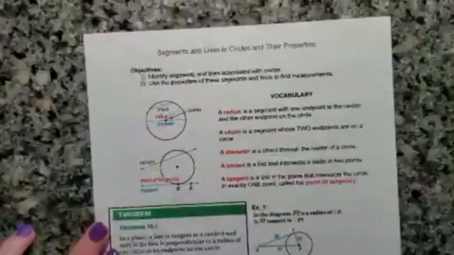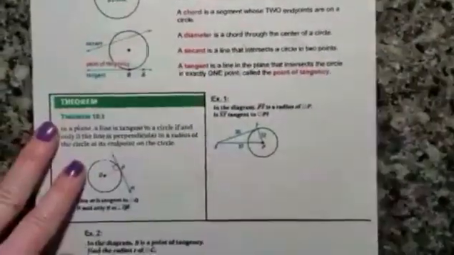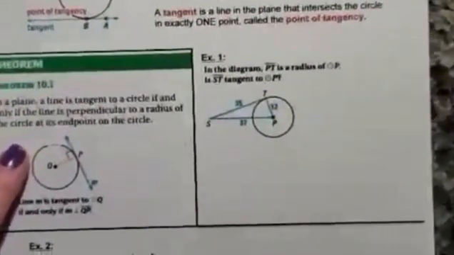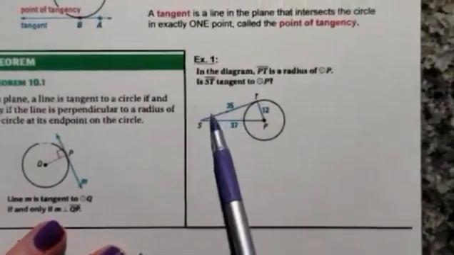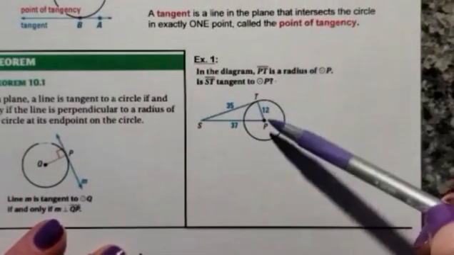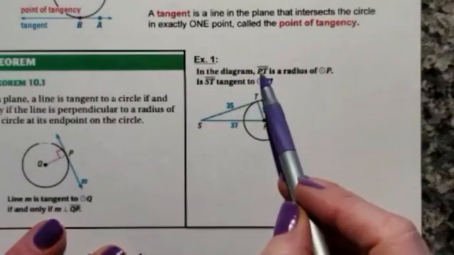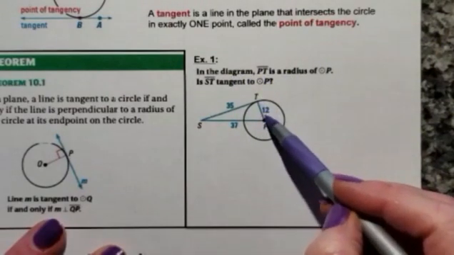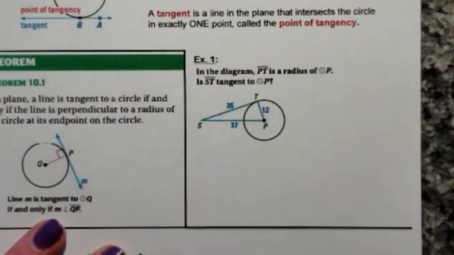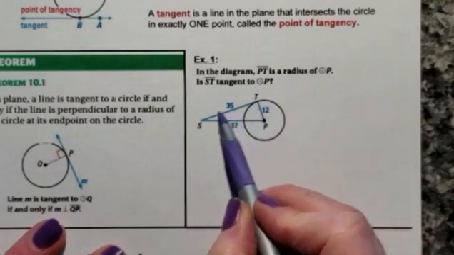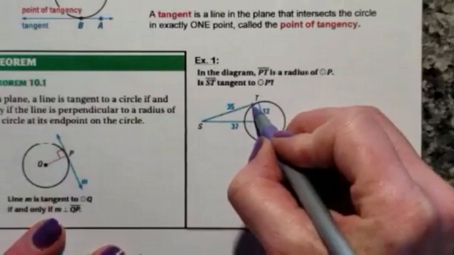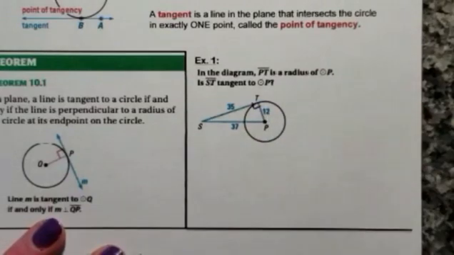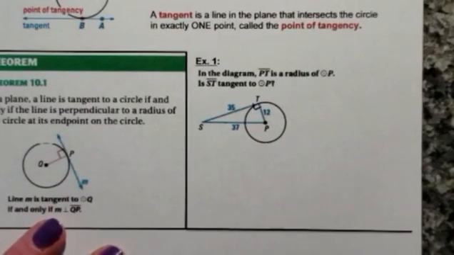Okay, so let's do some examples. Our first example is example 1 right here. In example 1, we're asked to find if ST is tangent to circle P. We're told that PT is the radius of circle P. Well, if this is part of a tangent line, then this tangent line and the radius will be perpendicular to one another. That's what I need to find out, if it's perpendicular.